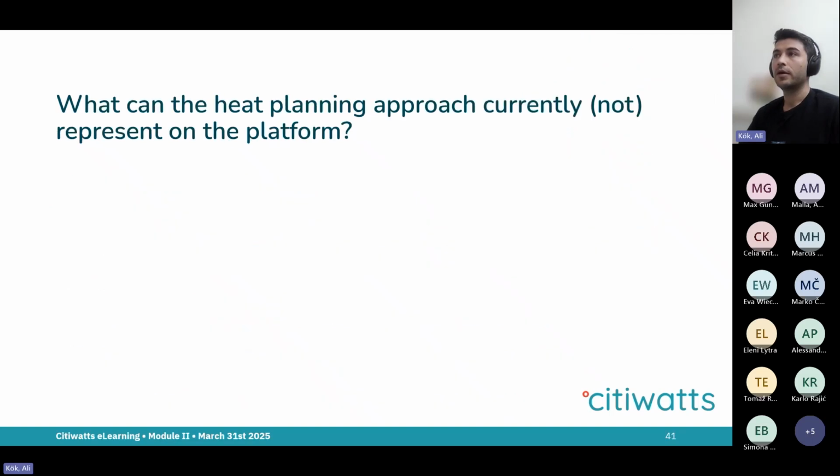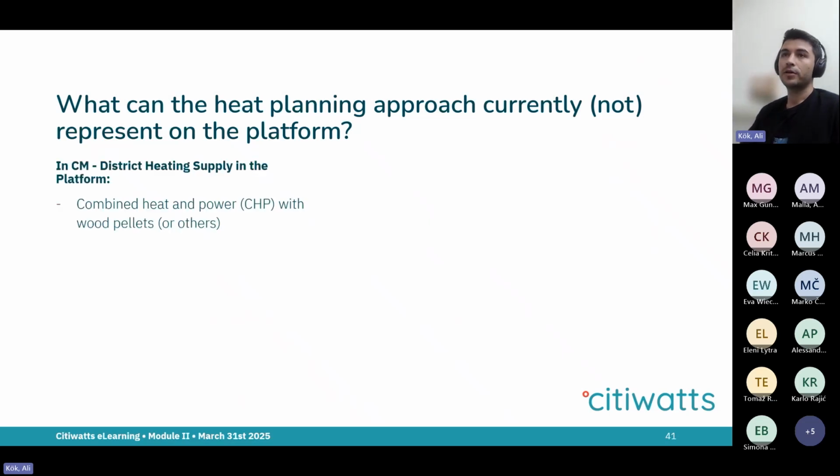And again, before going into detail of the model, I would like to also briefly mention what the model is capable of and what it is not capable of. So the CM in the platform can use several technologies. One is cogeneration plants, CHP plants. By default, it's a wood pellet powered CHP plant, but you also have the option to change the energy carrier here.